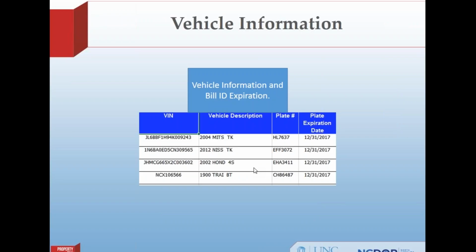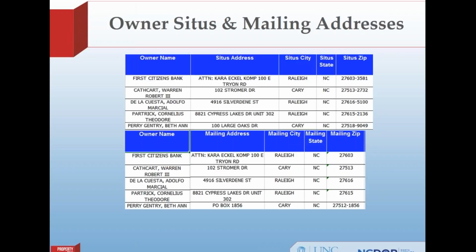These are pretty much standard things on any of our reports for the vehicle information and bill ID, expiration for the current plate. Like I said, you got your VIN, vehicle description. You may have to use these to build into your bill. And we have our situs and our mailing address. We know that you're going to need both of these. So you know, the situs address can differ from the mailing address. That's why we put both of these on the report.